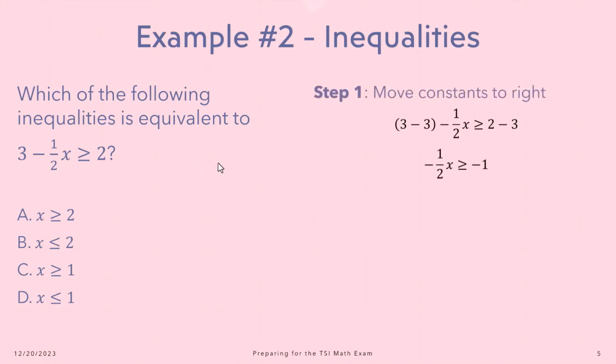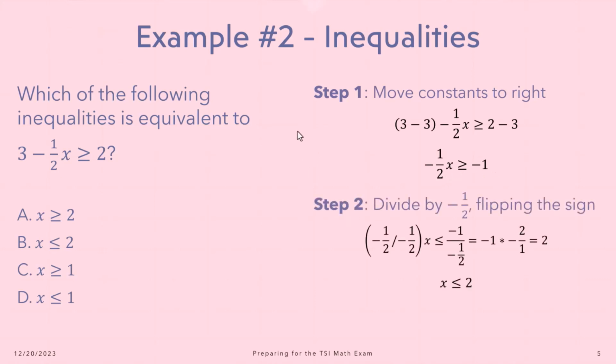Since we're looking to solve for the variable x, the first step is to move the constant 3 to the other side of the sign as we attempt to isolate the x. So we're subtracting 3 from both the left and the right side. That gets rid of it on the left, and we have minus 1/2 x greater than or equal to minus 1.